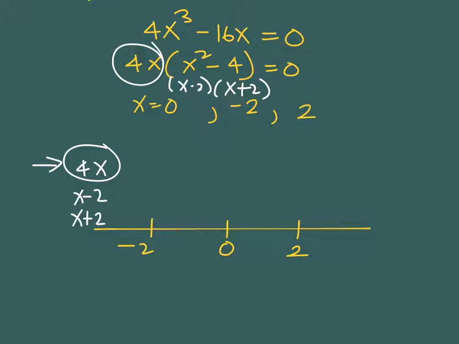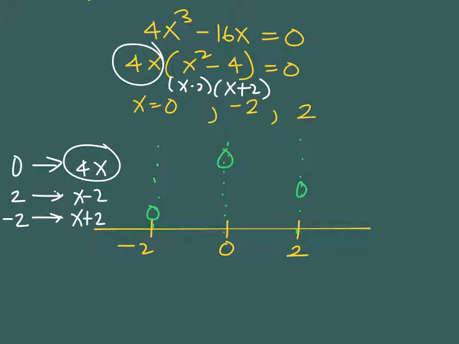Remember that 4x will be 0 at 0. X minus 2 will be 0 at 2. And x plus 2 will be 0 at negative 2. For each factor, they have a specific turning point or turning value. 4x will change at 0. So we mark, okay, it is 0 at x equals 0, right? X minus 2 is 0 at x equals 2, and 0 at negative 2 for x plus 2.